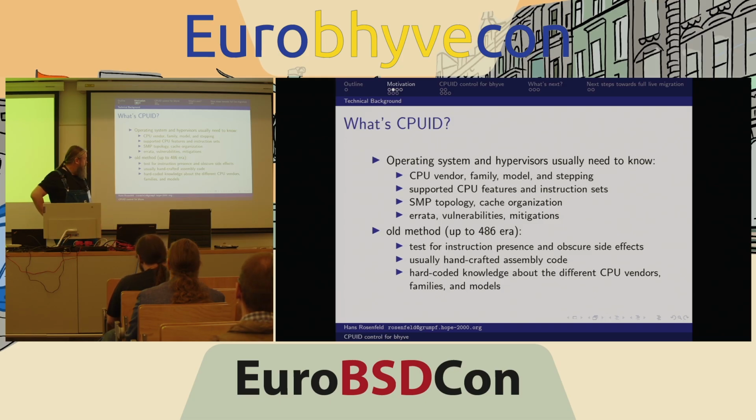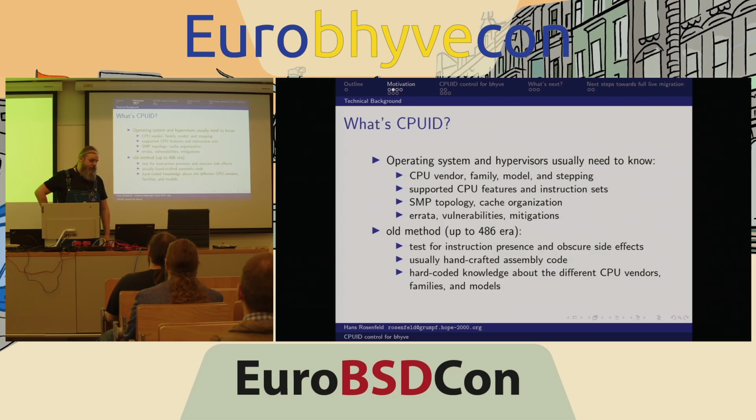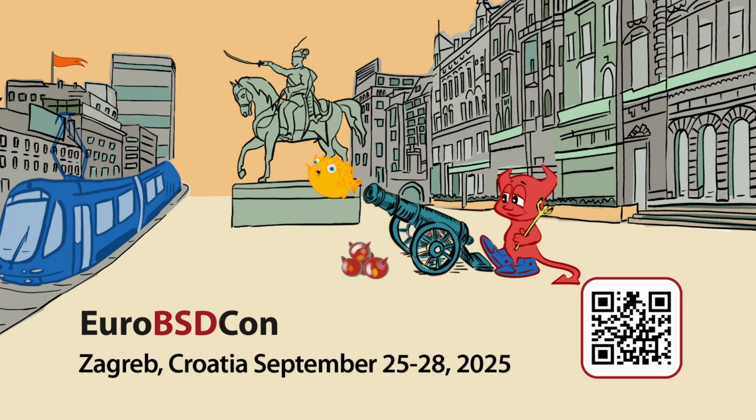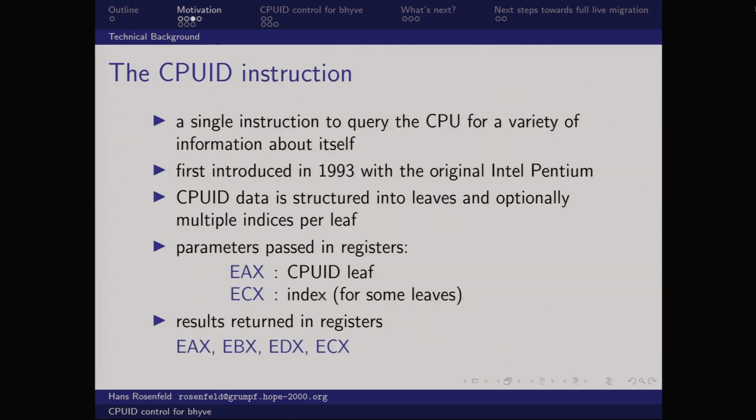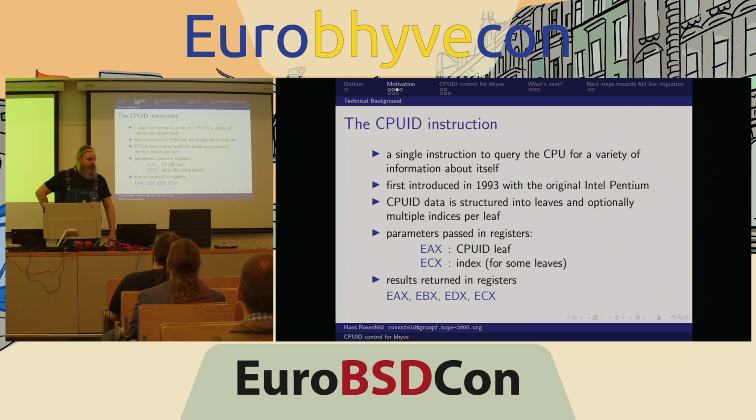And up to about 1993, talking about x86, the other architectures had this much earlier, you would use some handcrafted assembly code to test for the presence of certain instructions and obscure side effects, and then make a deduction about what CPU, model, family and vendor you're actually on. And you would have to have embedded hard-coded knowledge about what features these CPUs have, what errata they have, and how to handle that stuff. And in 1993, Intel introduced the CPUID instruction to the x86 architecture with the original Intel Pentium.